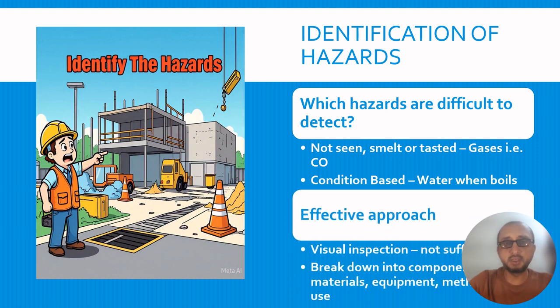How do we make our approach effective? Visual inspection is not sufficient. So always break down your activity, process, or even the equipment you are using into steps. Break down the activity into the steps, then identify the hazards attached to each step.